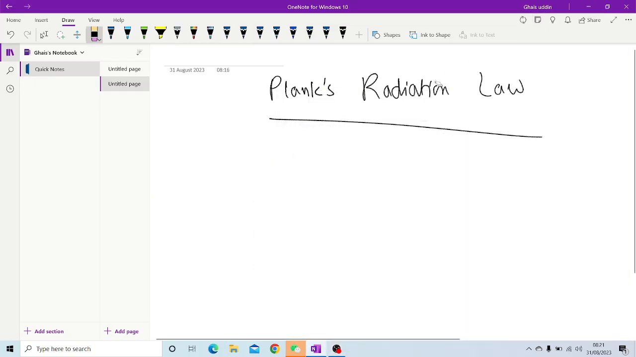Bismillahirrahmanirrahim. In this lecture, we will discuss Planck's radiation law.